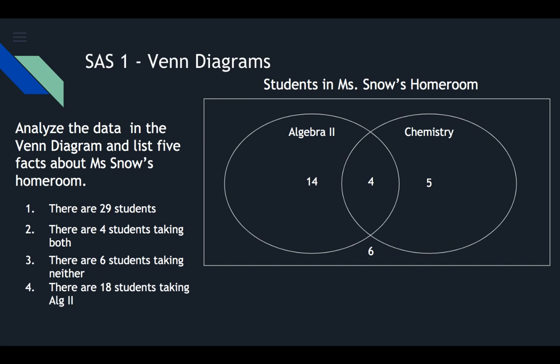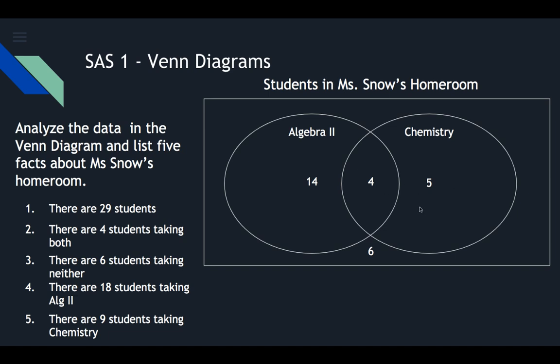18 students taking Algebra 2. Well, we're saying that out of the 29 students in Miss Snow's classroom, how many are taking Algebra 2? That includes all the students inside the Algebra 2 circle, even the ones taking both Algebra 2 and chemistry, because it's just saying how many students are taking Algebra 2. Those 4 students are taking it also. So 14 and 4 is 18. The answer is 18. And last but not least, there are 9 students taking chemistry under the same pretenses. All students inside this circle, whether they're taking both or just chemistry, add them together and you get 9.